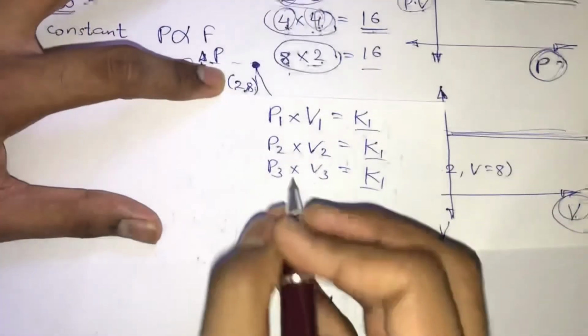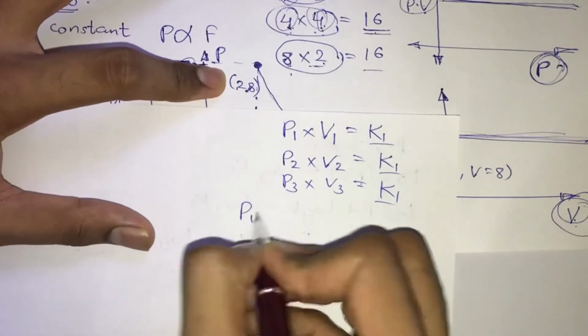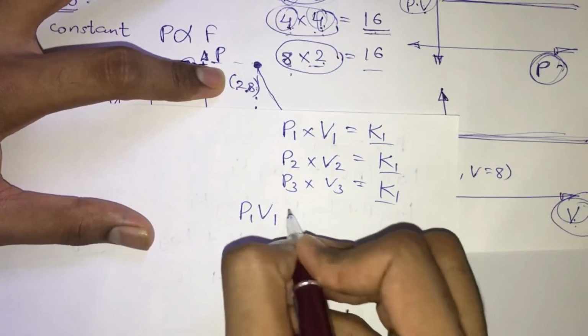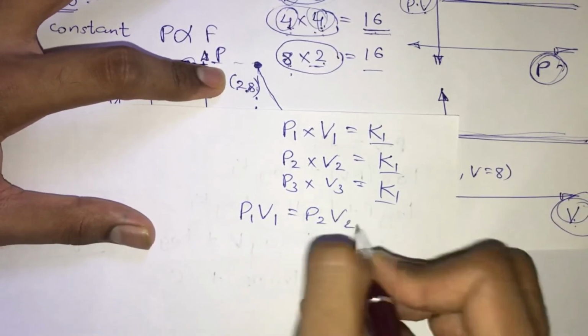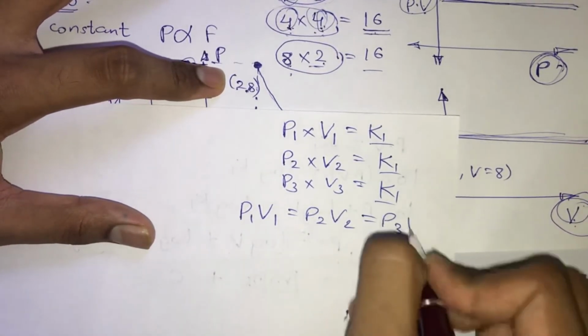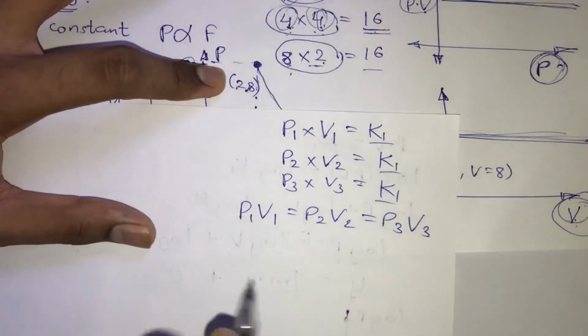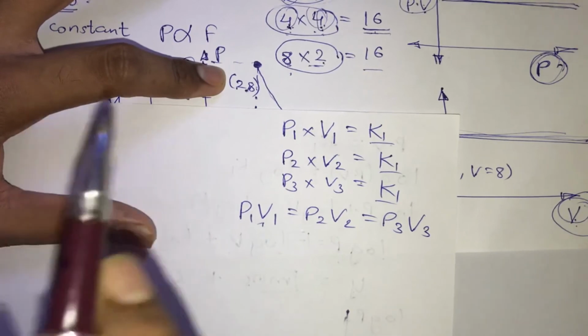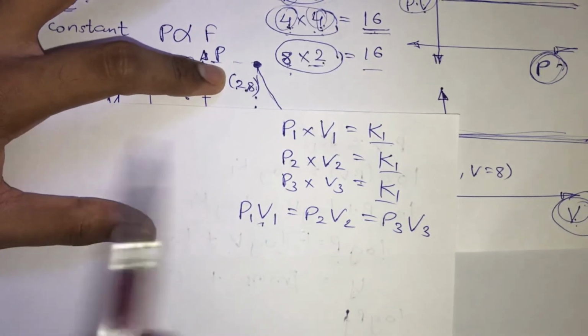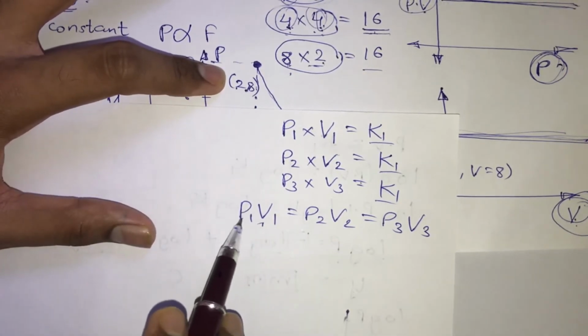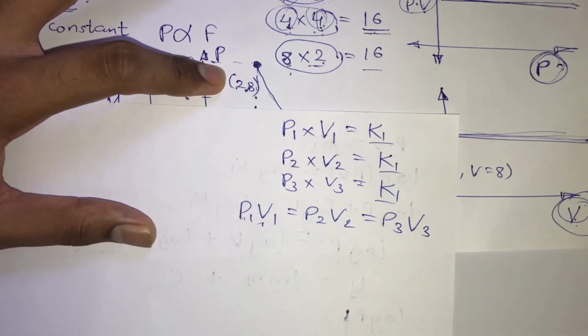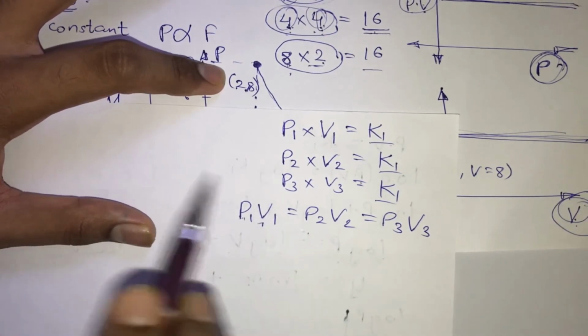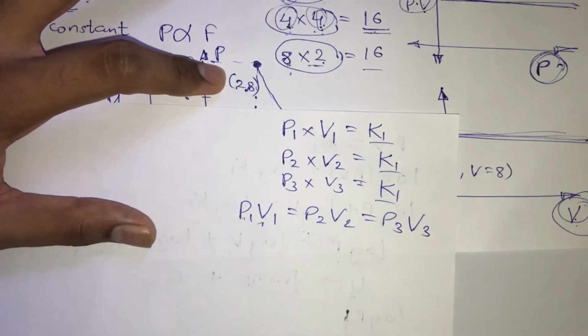K1. So I get a formula from here, that is P1 V1 is equals to P2 V2 is equals to P3 V3. Now what is the use of this formula? This formula is used for solving numericals when they give you combinations of various pressure and volumes. So here we finished everything regarding to Boyle's law. We will move ahead now.